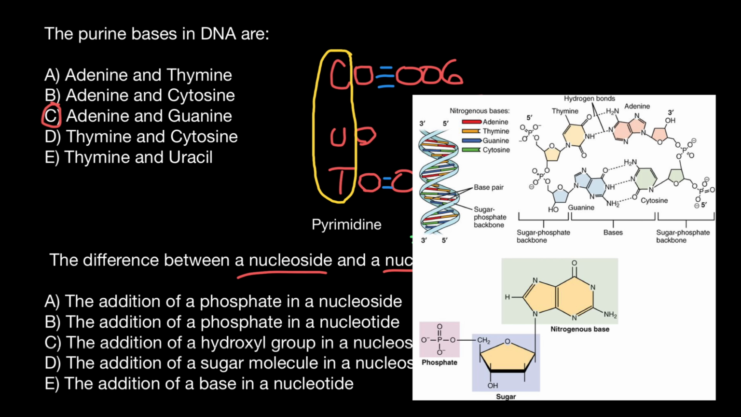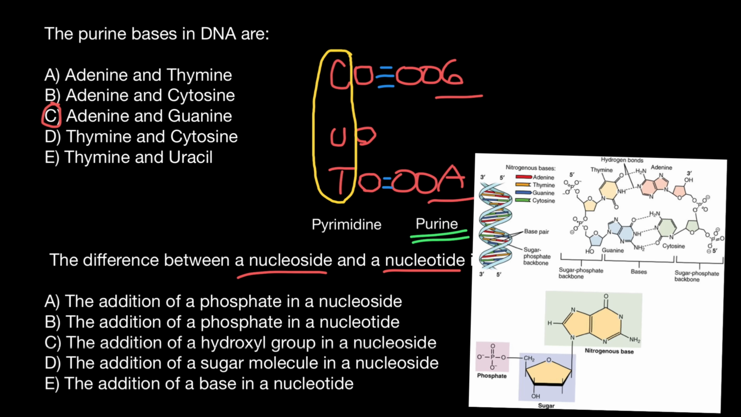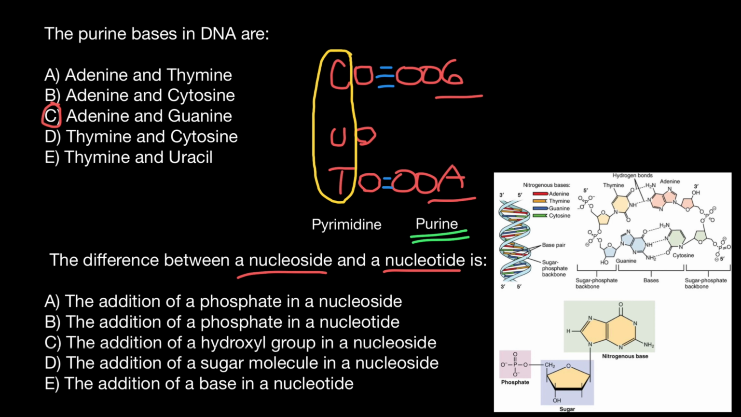Now you can choose the correct answer. Let's check our variants. The first variant: the addition of phosphate in the nucleoside. Again, we call these two groups a nucleoside, and if we add a phosphate group, this is going to be a nucleotide. So our question, the difference between nucleoside and nucleotide, is the addition of the phosphate group in the nucleoside. Our answer is going to be A.